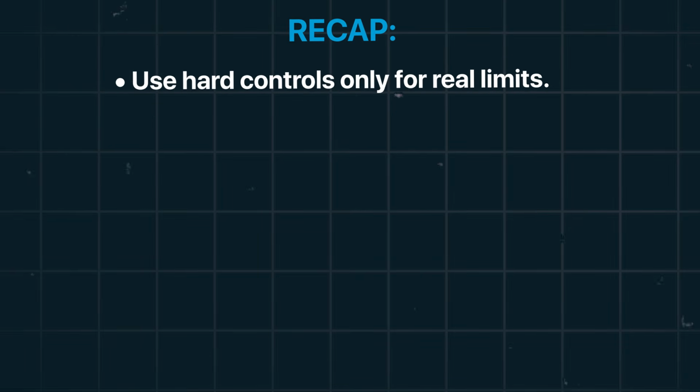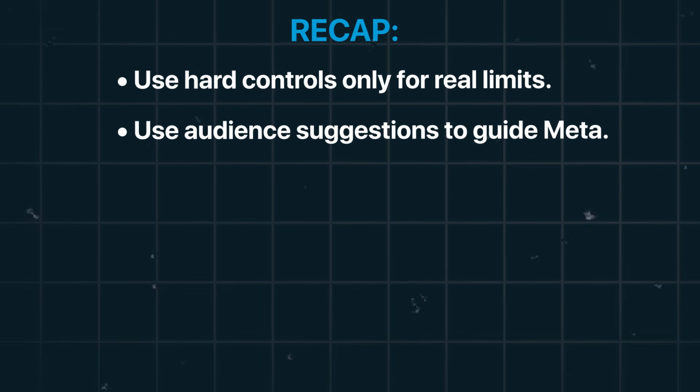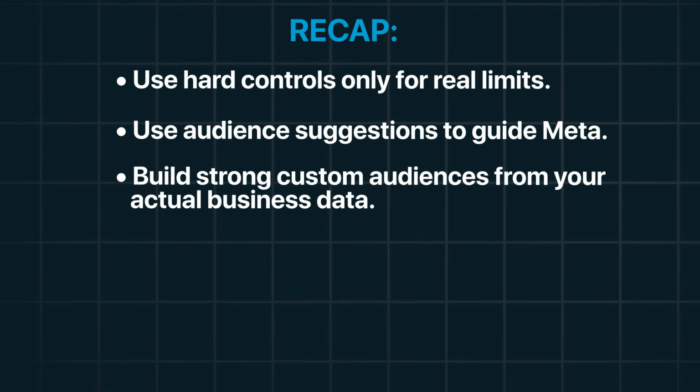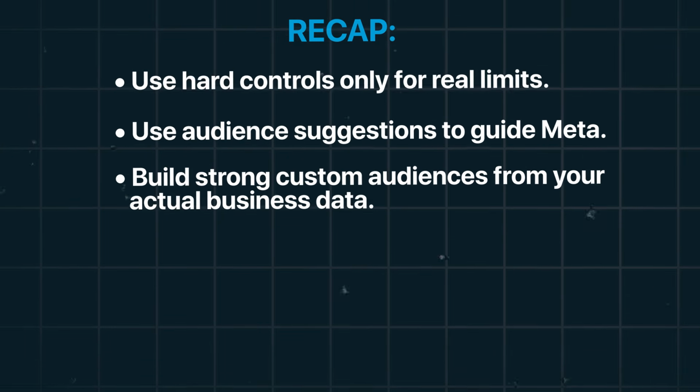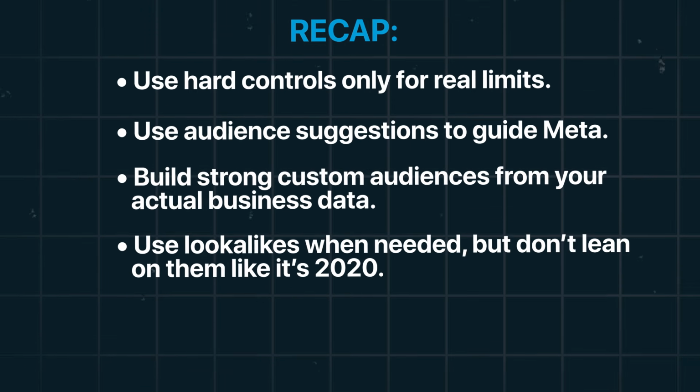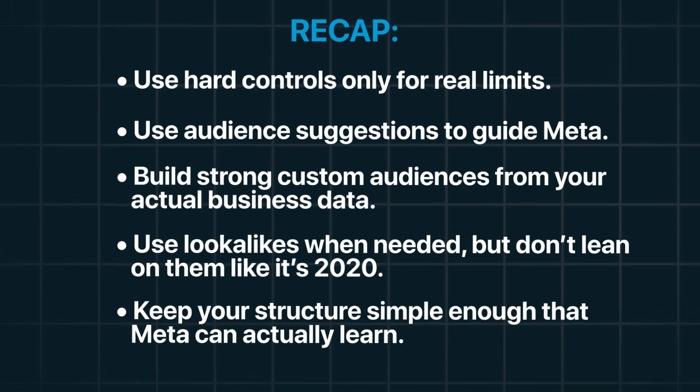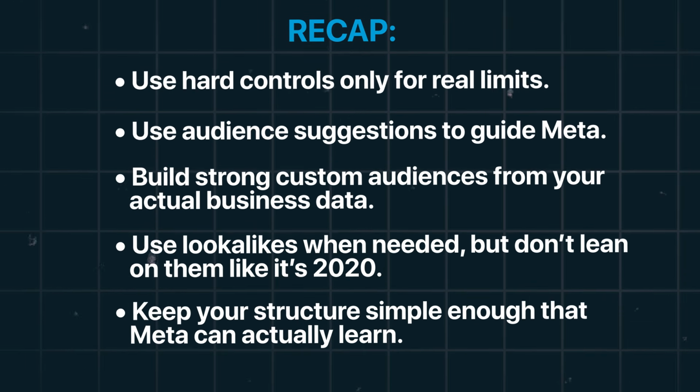So just to recap everything quickly, use hard controls only for real limits. Use audience suggestions to guide Meta. Build strong custom audiences from your actual business data. Use lookalikes when needed, but don't lean on them like it's 2020. And keep your structure simple enough that Meta can actually learn.